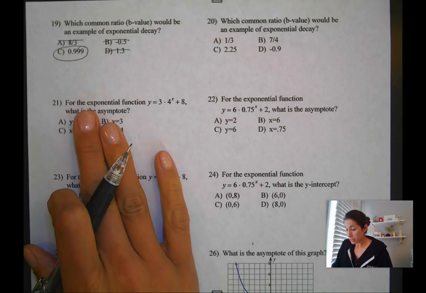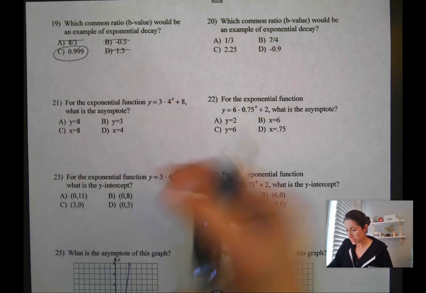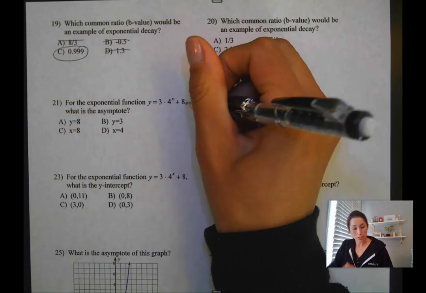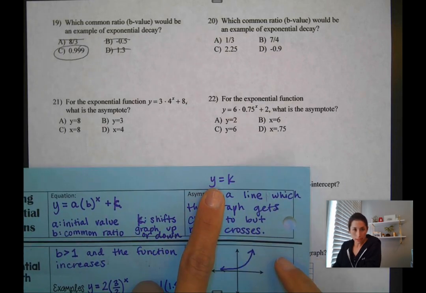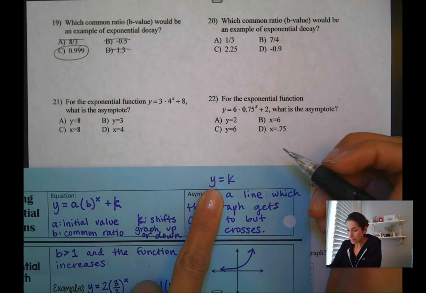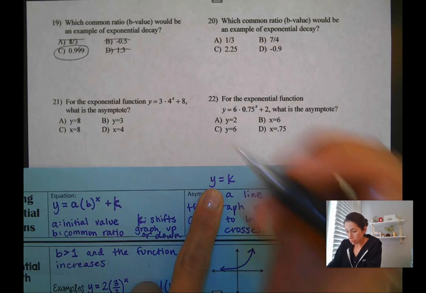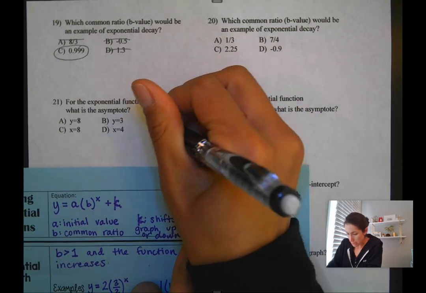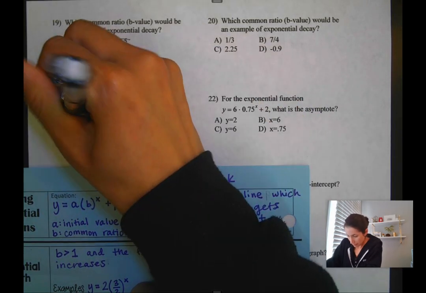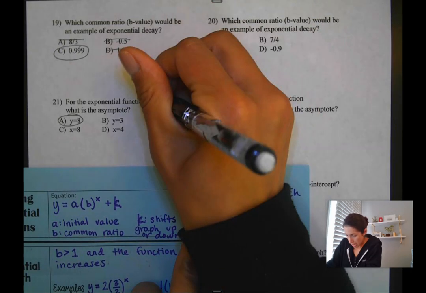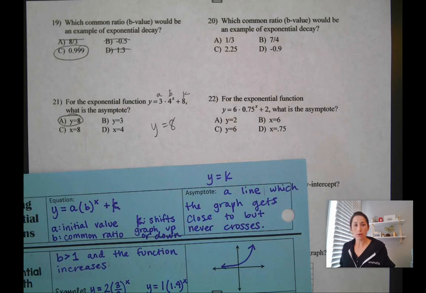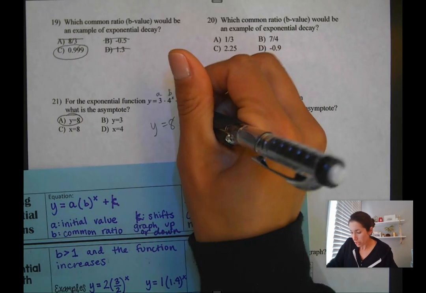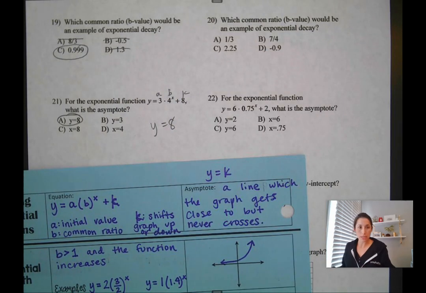For the exponential function, remember, this is our a value, this is our b, this is our k, and remember, y equals k is the equation for our asymptote, the line that the graph approaches. So it'd be y equals 8 for that. So this is our k, a, and this is our b value. So just make sure that you write out your equation and maybe draw a line or point to it and put y equals k as the equation for that.